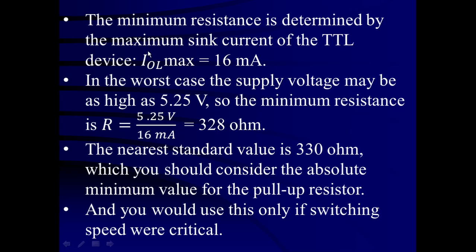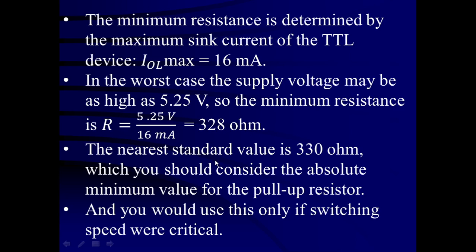TTL device output, when it is low, can sink maximum current. IOL maximum is equal to 16 milliampere for the standard TTL. In the worst case, the supply voltage may be as high as 5.25 volt because it can tolerate plus minus 0.25 volt. So the minimum resistance R is equal to 5.25 volt divided by the current. V upon I is nothing but the value of the resistance. So that comes out to be 328 ohms.